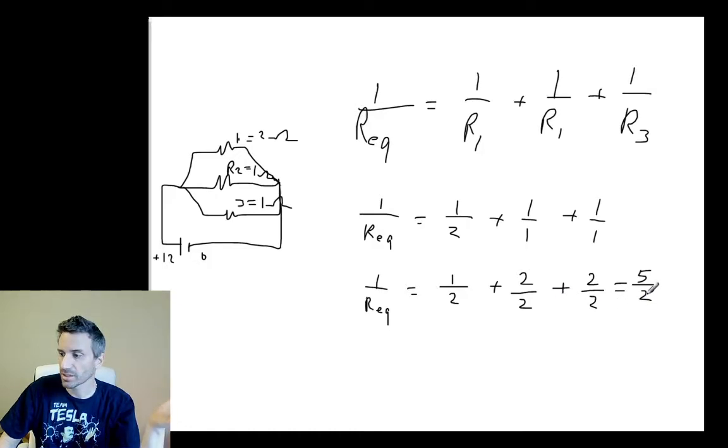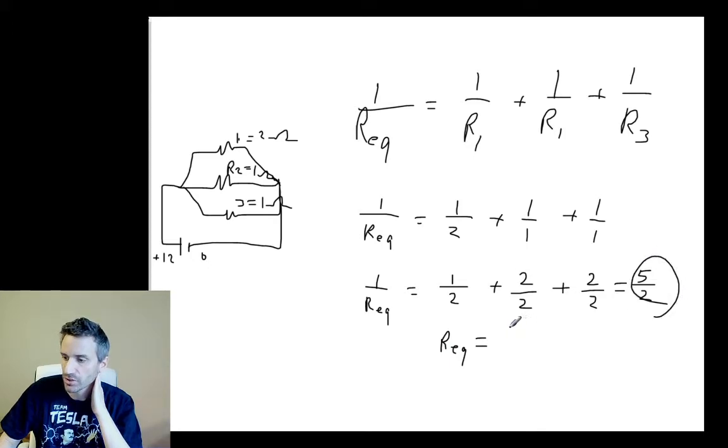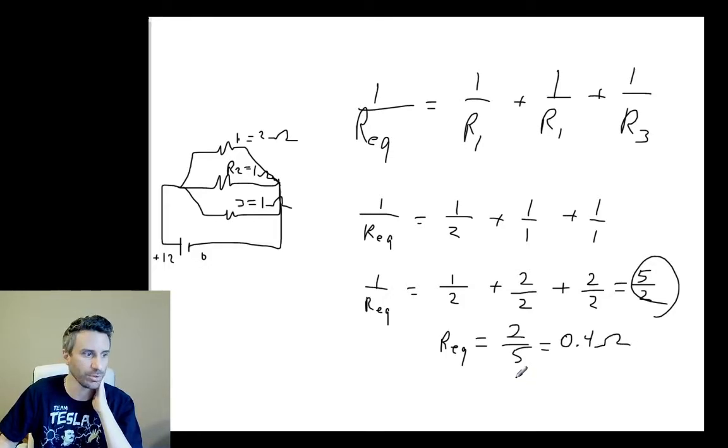And so 5 over 2, is that my resistance? No! Because 5 over 2 is equal to 1 over the equivalent resistance. So 5 over 2 is equal to 1 divided by the thing that I'm looking for. That means the equivalent resistance is equal to the reciprocal of this, so 2/5 is my resistance. So my final answer should be 0.4 ohms. Okay, so that's an example of how you solve for the equivalent resistance.